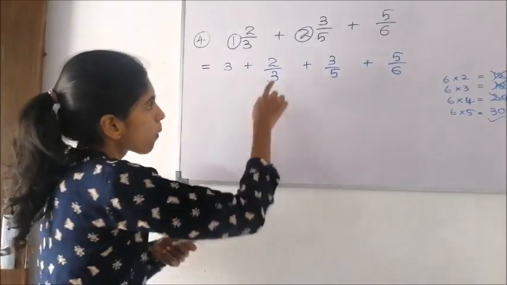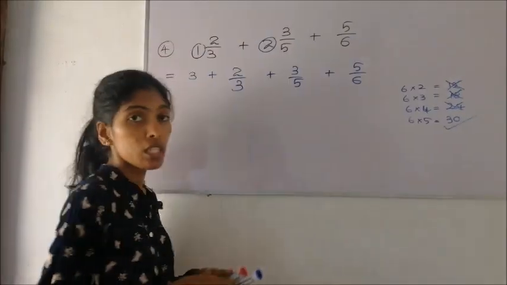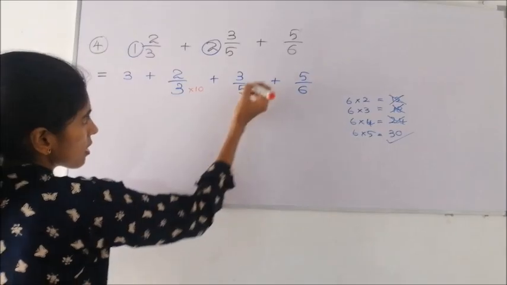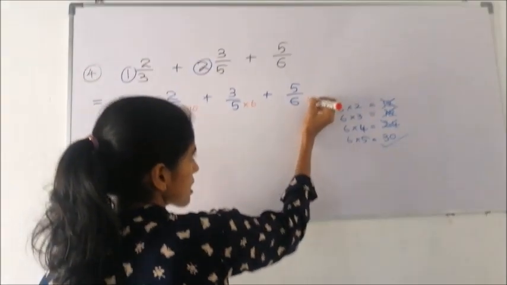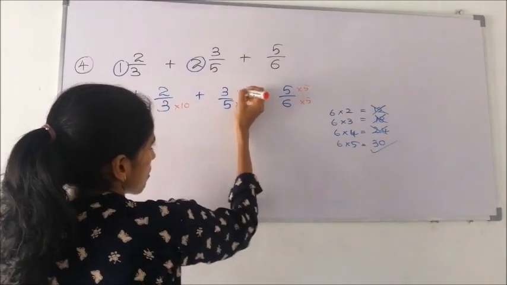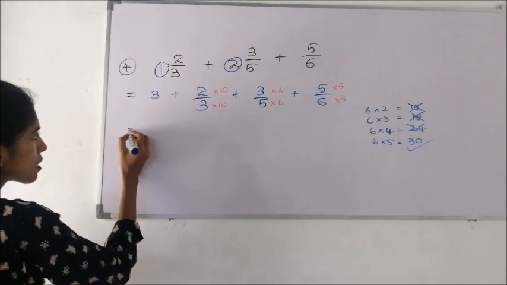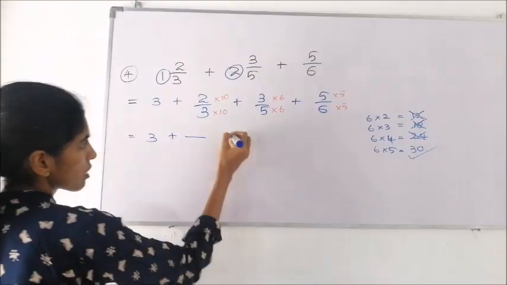So to make all these denominators into 30, by which numbers do we need to multiply? 3 by 10, 5 by 6, 6 by 5. Do the same things to the numerators also. Now we will write the new fractions.